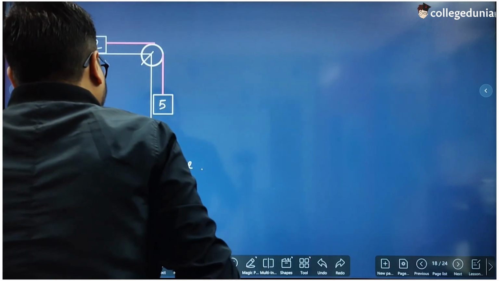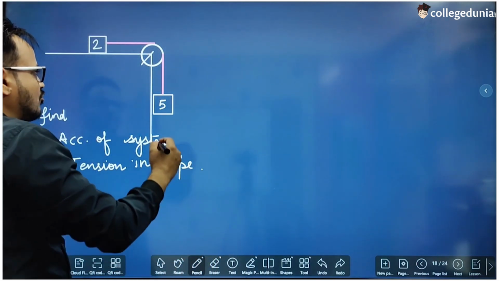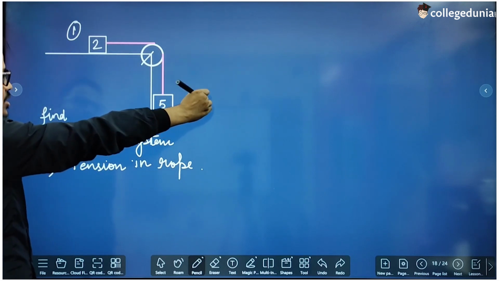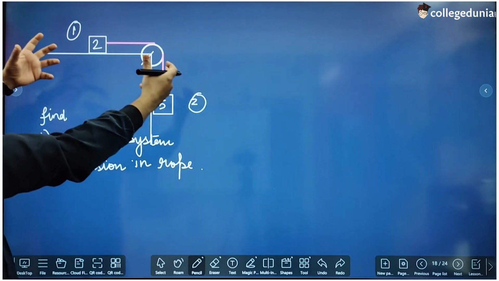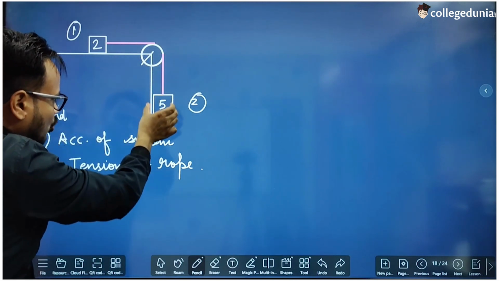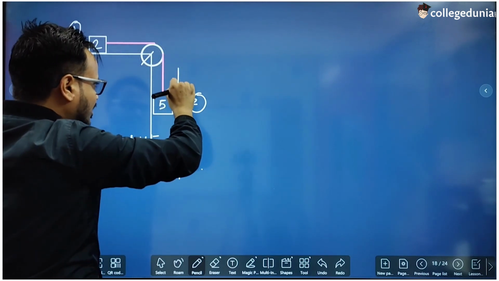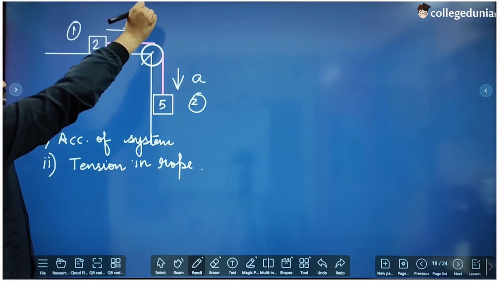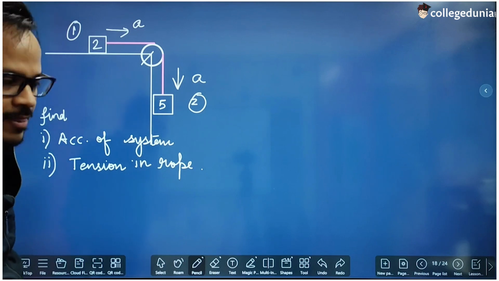Okay, what we will do, we will make the free body diagrams of both the bodies. Now let's call this body 1 and this body 2. Obviously when this system is released from rest, the mass of this body is more and there is no friction, so this will go downward in this direction. Suppose it is moving with acceleration a, then obviously this body is moving towards the right with an acceleration a.